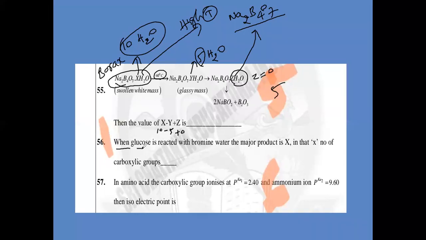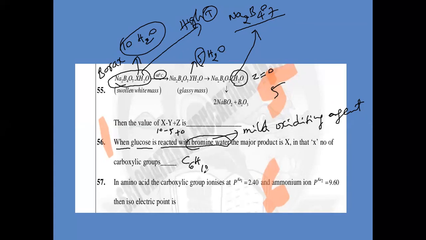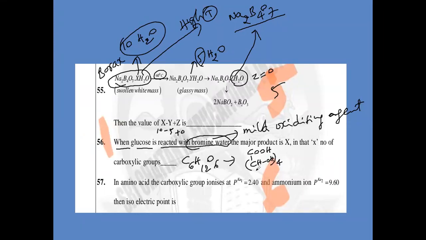Next, when glucose is reacted with bromine water. Bromine water is a mild oxidizing agent. In the presence of a mild oxidizing agent, bromine water, what will form? The glucose C6H12O6 will change into COOH, then CHOH taken 4 times, then CH2OH. Do you remember this?